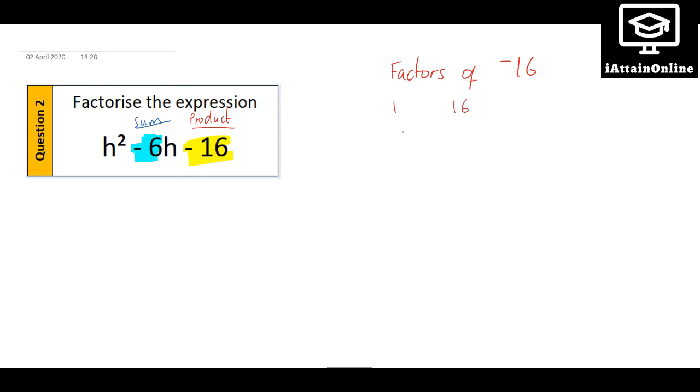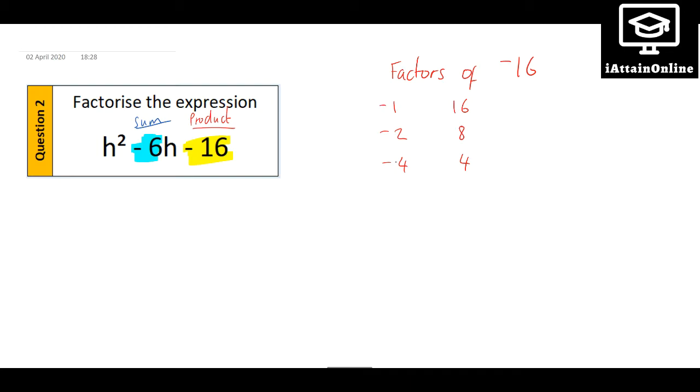So 1 and 16, 2 and 8, 4 and 4. Now if I multiply each of these pairs of factors together, 1 times 16 gives me 16, 2 times 8 gives me 16, 4 times 4 gives me 16. I want a pair of numbers that multiply to give me negative 16. So that tells me that one of those 2 numbers, not both, needs to be negative. So I could have negative 1 and 16, negative 2 and 8, negative 4 and 4.